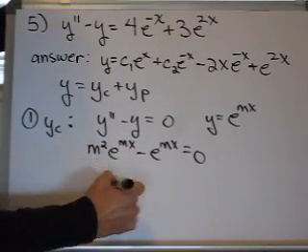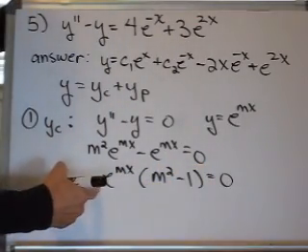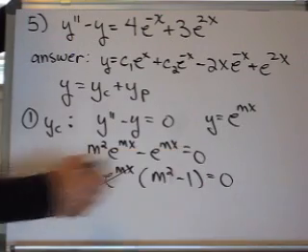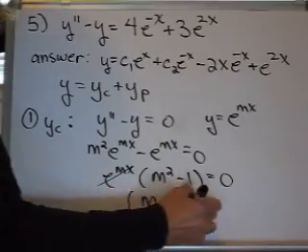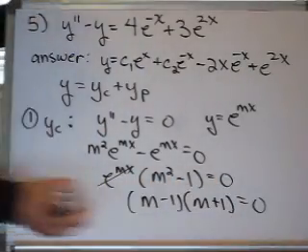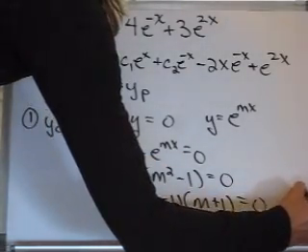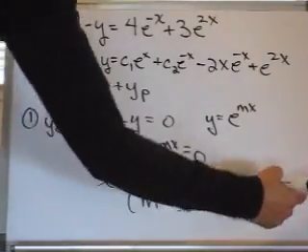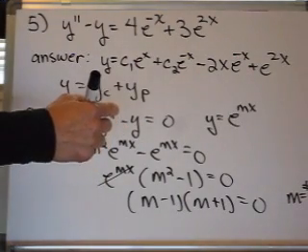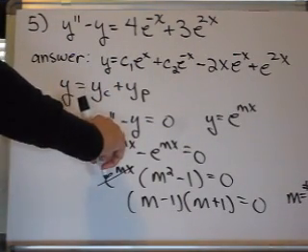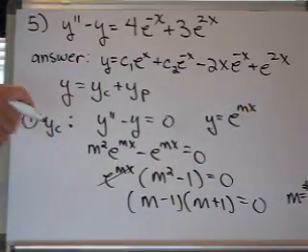I can factor out the e to the mx, and I'm going to get m squared minus 1 equals 0. I can divide the e to the mx out by dividing through it on both sides because I know it's not 0. And then I'm going to end up with m minus 1 times m plus 1 equals 0, which means that m equals 1 and m equals negative 1 are my solutions. And actually that gives me e to the 1 times x and also e to the negative 1 times x as solutions. So since I have a second order differential equation, I need two linearly independent solutions. So e to the x and e to the negative x are actually going to be linearly independent.